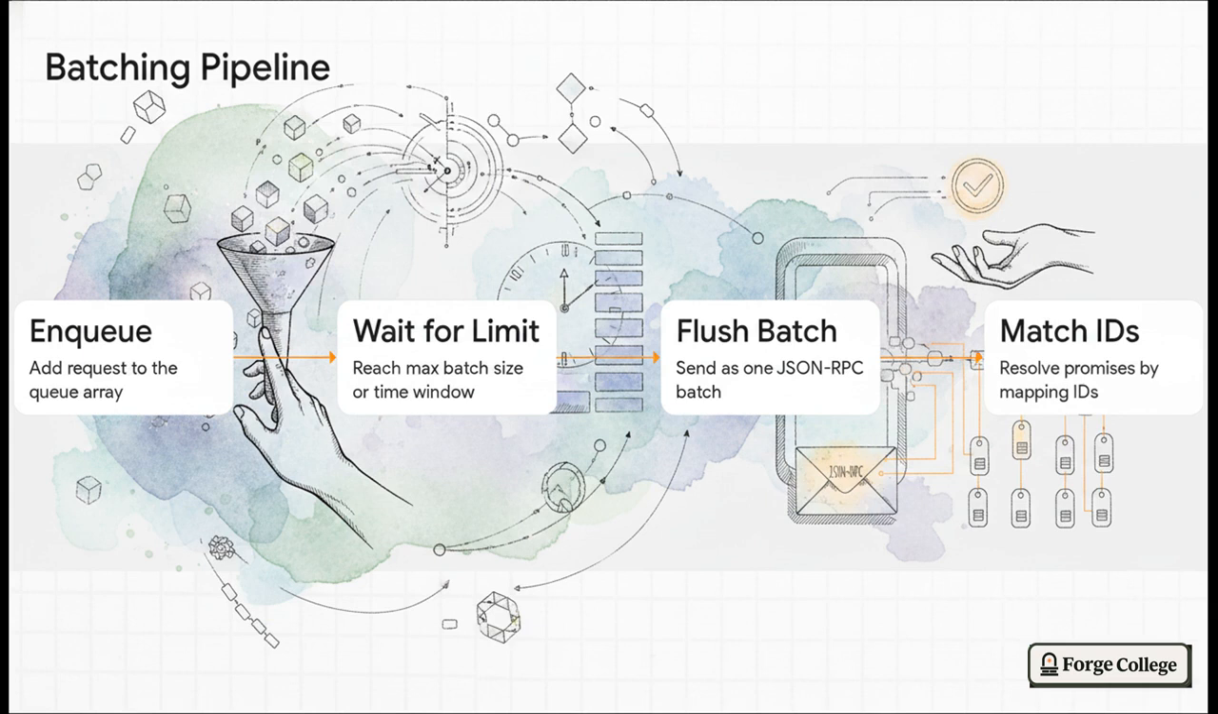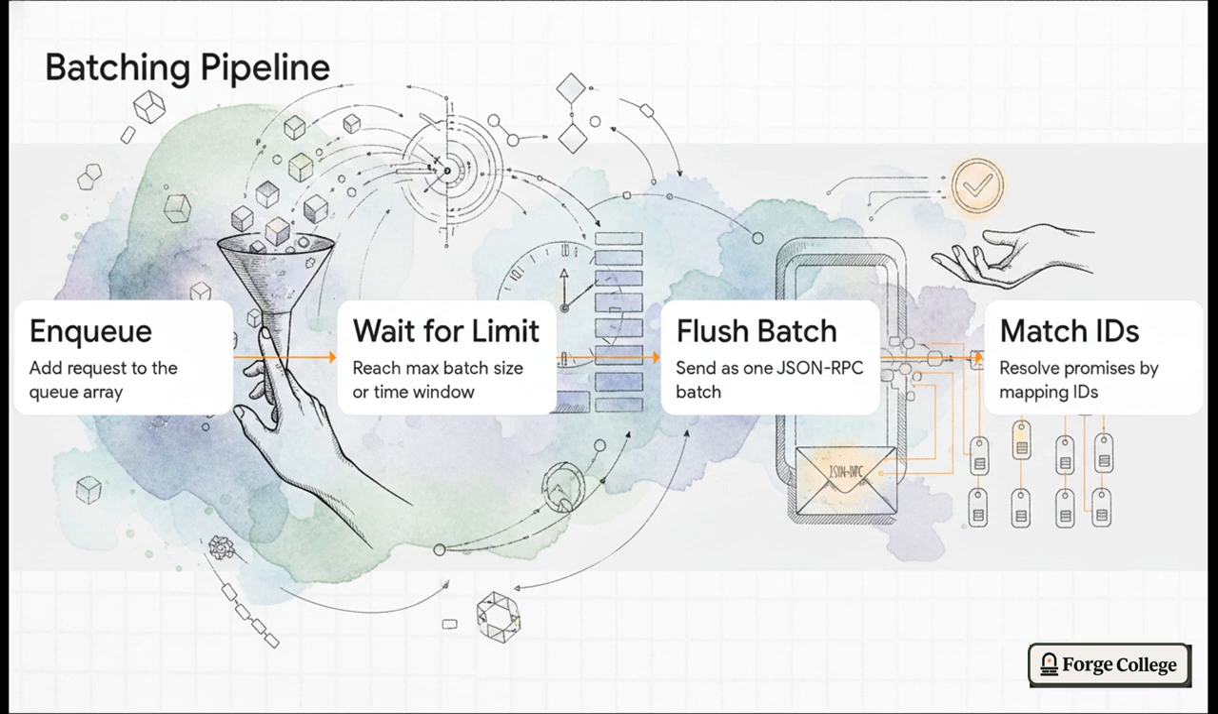Our Node.js batcher class works through a highly efficient pipeline to do exactly this. Step 1. You enqueue a request, which generates a unique ID and returns a pending promise. Step 2. The queue just waits until it either hits a maximum batch size, say 10 items, or a time limit, like 50 milliseconds. Step 3. It flushes that queue as a single JSON-RPC batch payload. And finally, Step 4. When the bulk response comes back, it smoothly maps the response IDs back to resolve your original promises.